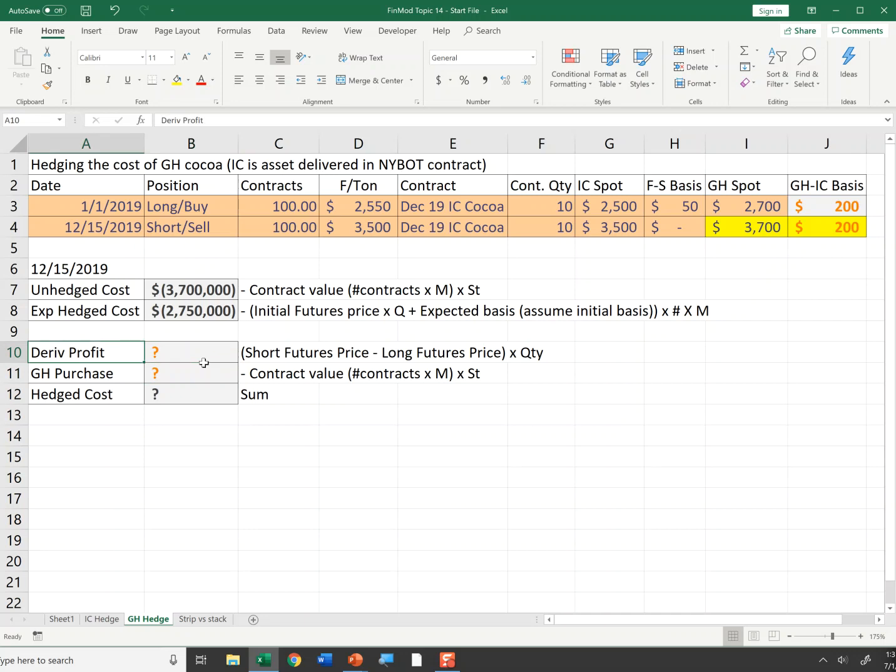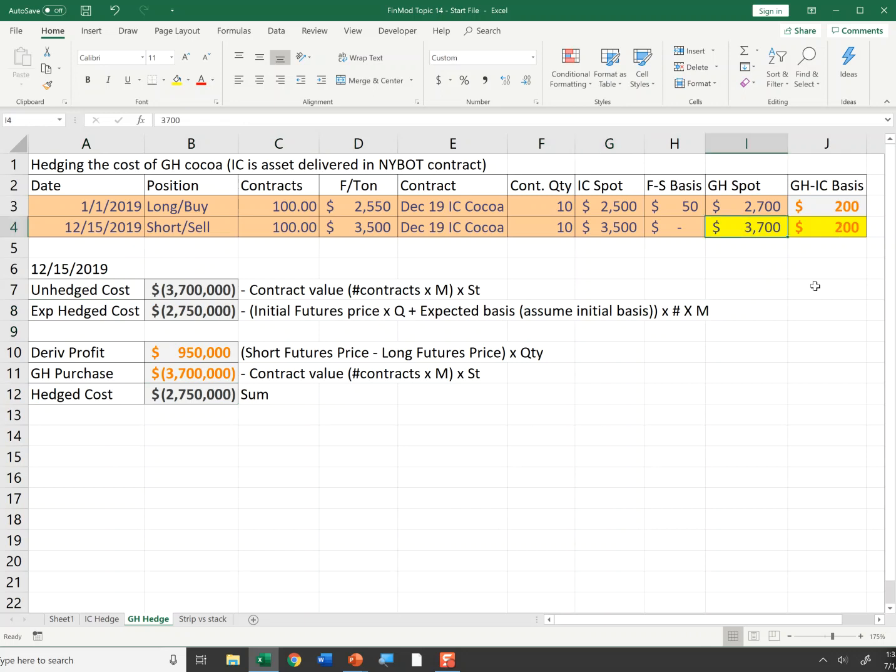So on December 15th, they are going to buy their Ghana cocoa for $3,700, that high price. However, they're going to make a profit on the difference between where they went long and short on those two futures contracts times the multiplier of 10 times 100 contracts. So they're going to get a check for $950,000 due to the increase in Ivory Coast cocoa. They're then going to buy their Ghana cocoa, and when I add those two numbers together, you'll see they have locked in that price as long as the basis doesn't change.